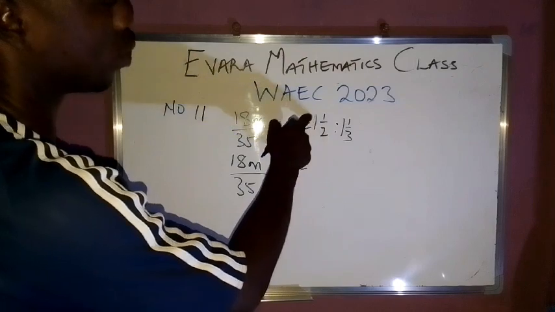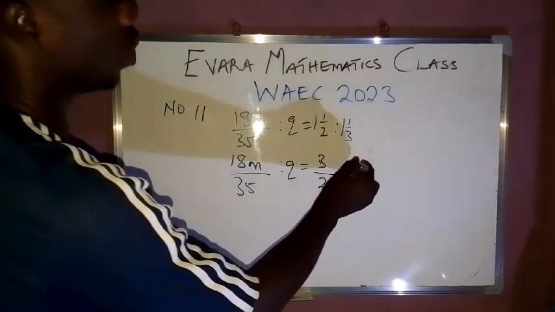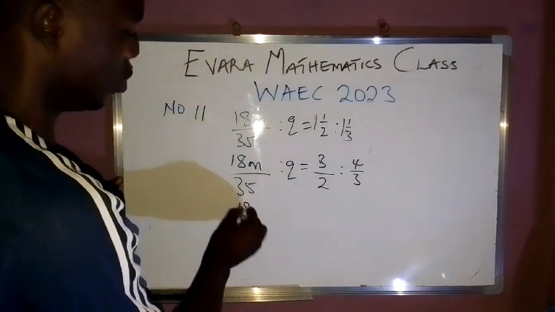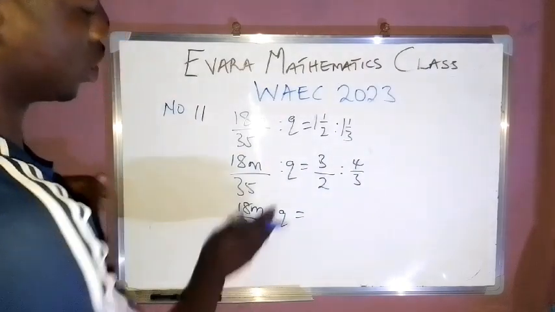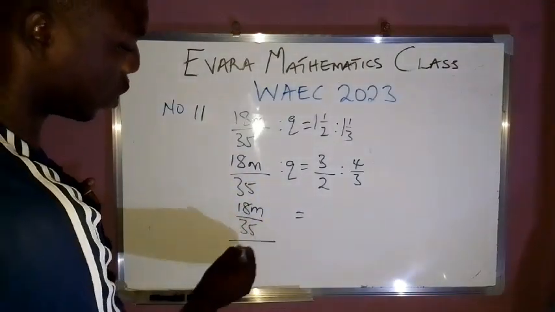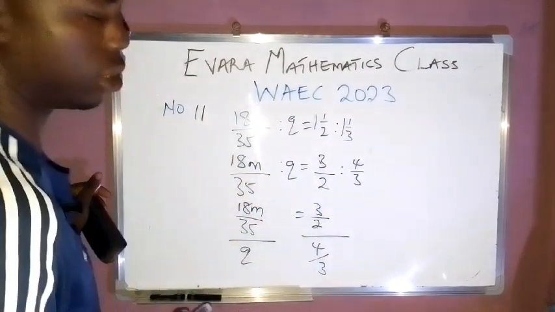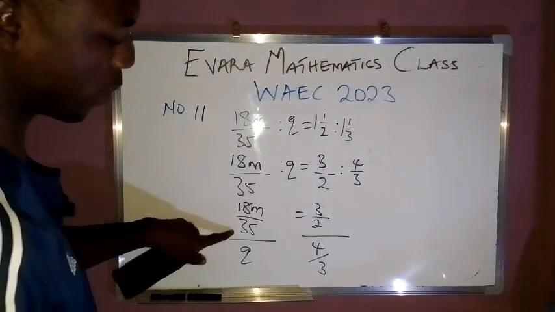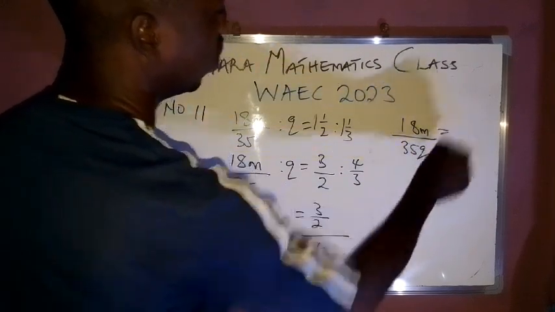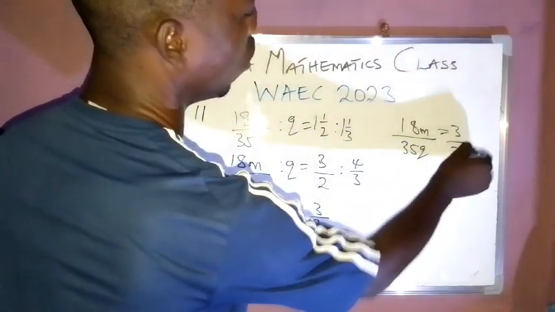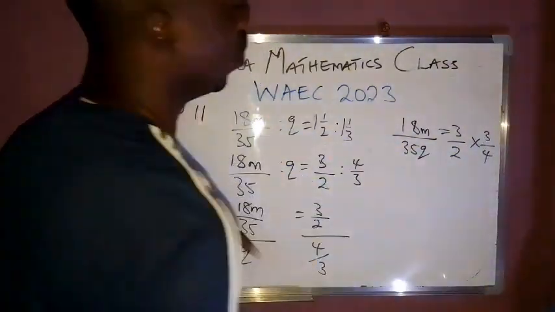Now 18M over 35 ratio Q will now be what? We will change this one to 2 times 1, 2 plus 1, 3 over 2 ratio 3 times 1, 3 plus 1, 4 over 3. So 18M over 35 ratio Q, if you change it to division, divided by Q, here will be 3 over 2 divided by 4 over 3. So 18M over 35 divided by Q will give us 18M over 35Q is equal to 3 over 2. This division will now turn to multiplication. So we have times 3 over 4.